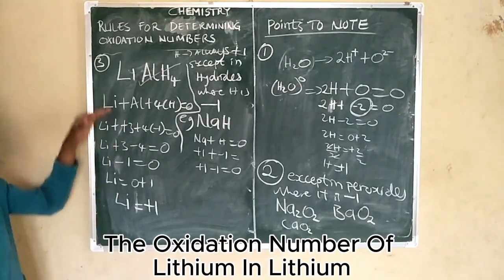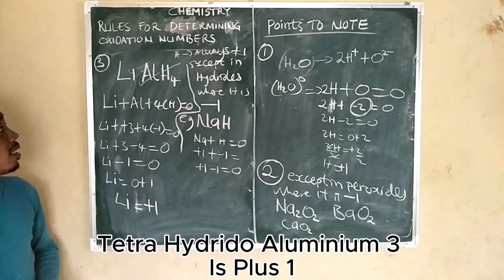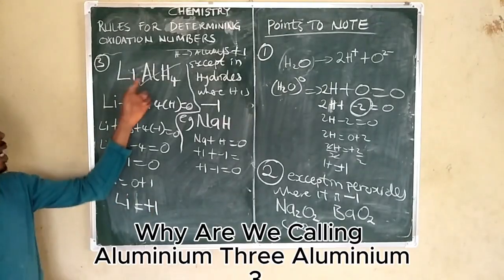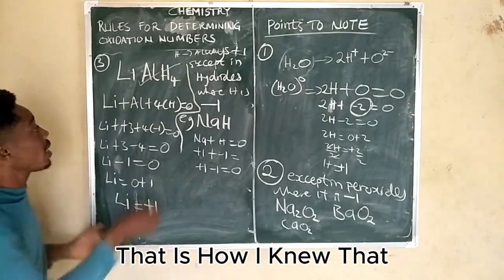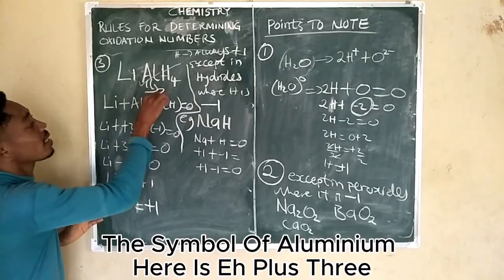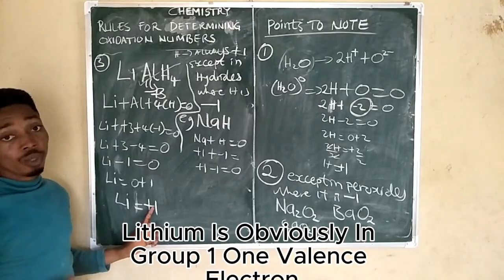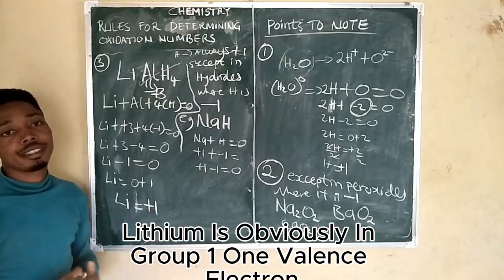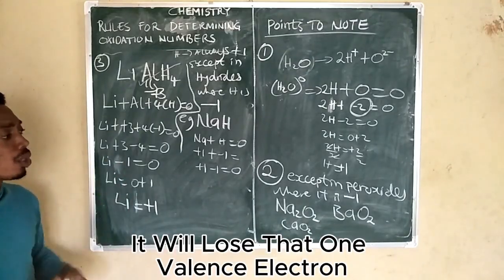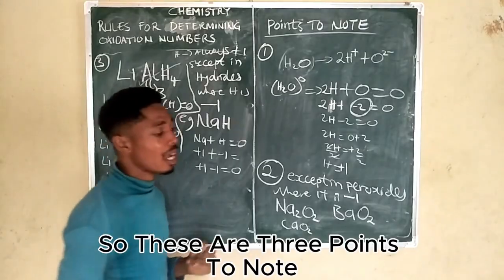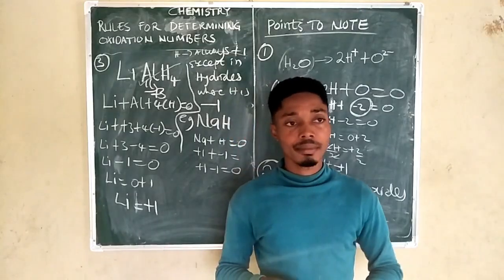So the oxidation number of lithium in lithium tetrahydroaluminate(III) is plus 1. Why are we calling it aluminate(III)? That is how I knew that the oxidation number of aluminium here is plus 3. Lithium is obviously in group 1, with one valence electron, and it will lose that one valence electron. So these are 3 points to note as far as oxidation numbers are concerned.